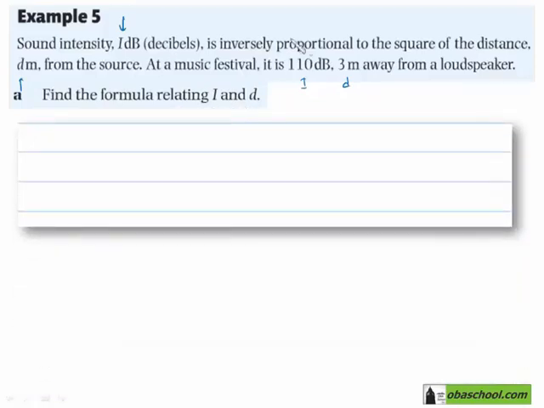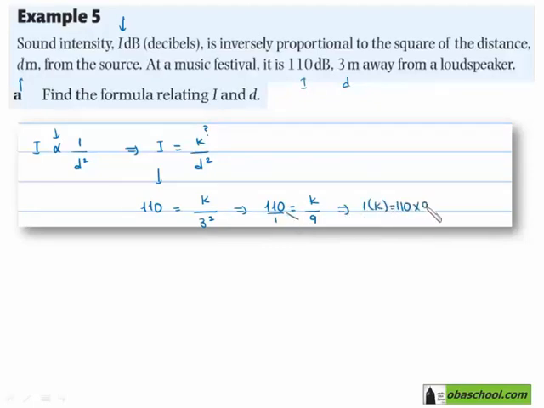So basically, we just need to find the constant in order to fix the formula and work accordingly. So I is inversely proportional to 1 over d squared, same thing as I equal to k over d squared. So this is the basic formula. Let's put in the numbers. We have I equal to 110 and d equal to 3. So 110 equal to k over 3 squared. So 110 equal to k over 9.